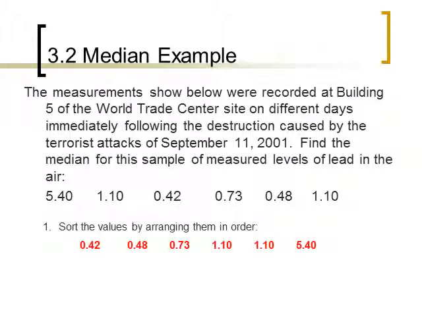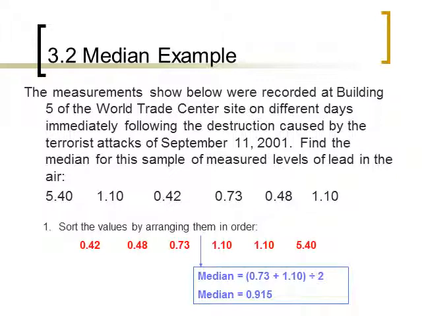So when we have an even number of data points, we need to find the line that separates the data in the middle. So I've drawn a line in the middle. So I have 3 numbers to the left, 3 numbers to the right. To find the exact middle, I have to add 0.73 and 1.10, and I divide that number by 2. So we're finding the average of the two middle numbers.